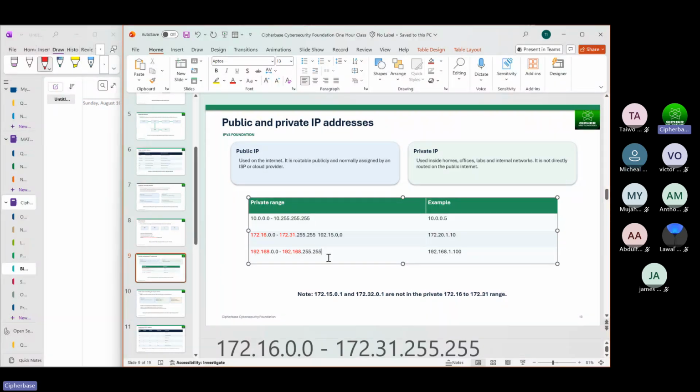And for this first one, I divided it into three. This first one also, any 10 dot this, 10 dot that, you will know that it's private IP. You can check. Let me just see what we ping now. Let me put it here.